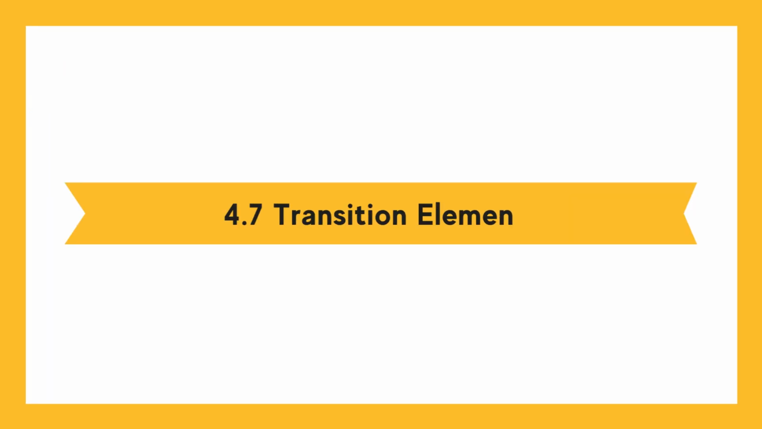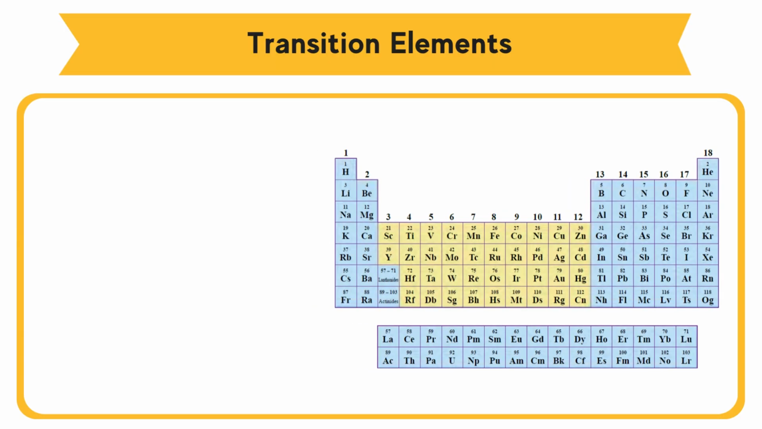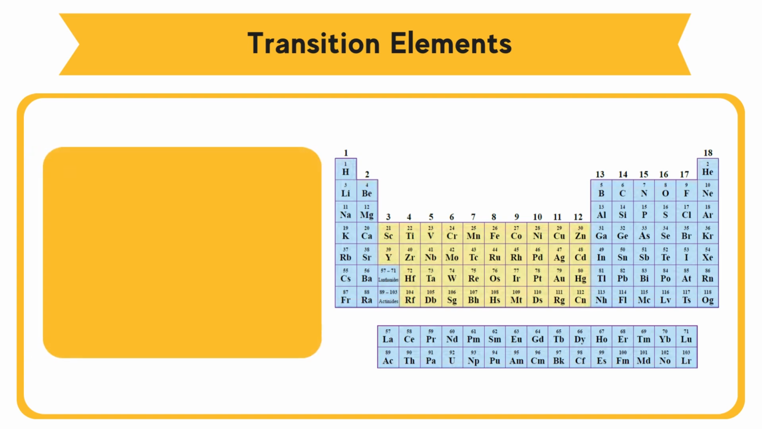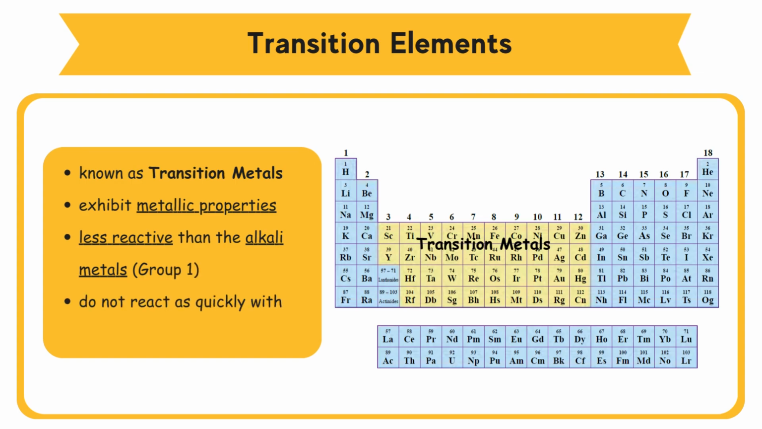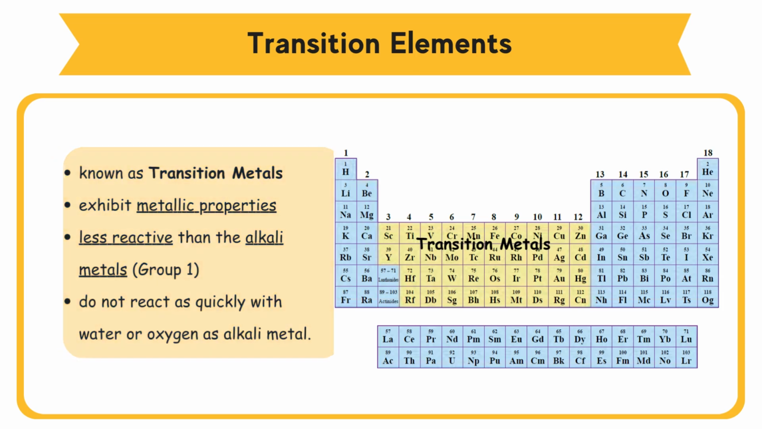4.7 Transition elements. Transition elements are metallic elements located in group 3 to 13 of the periodic table of elements. Transition elements are also known as transition metals. All transition elements exhibit metallic properties. They are much less reactive than the alkali metals. They do not react as quickly with water or oxygen as alkali metals.